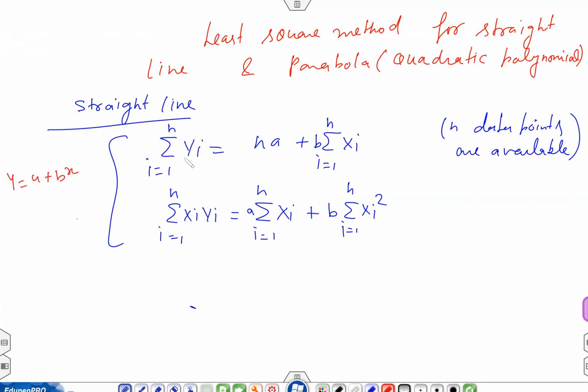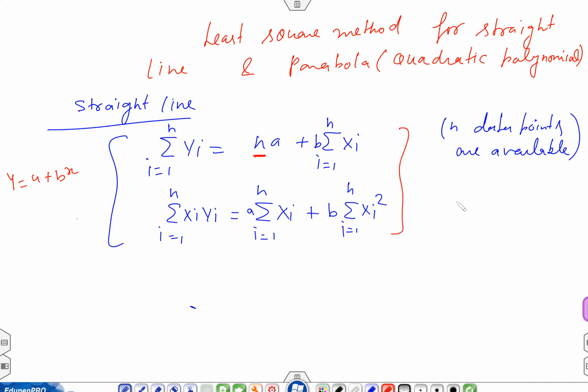So this is summation of yi equal to na plus b summation of xi, where n is the number of variables, the number of data points, and i goes from 1 to n. And for the second equation, just multiply xi in this equation. So summation of xi yi equals a summation of xi, and this n will not be there now, you are getting summation of xi. Before it was a constant, adding n times the constant, that's why we were getting na. Otherwise, in the second equation we get a summation of xi plus b summation of xi square.